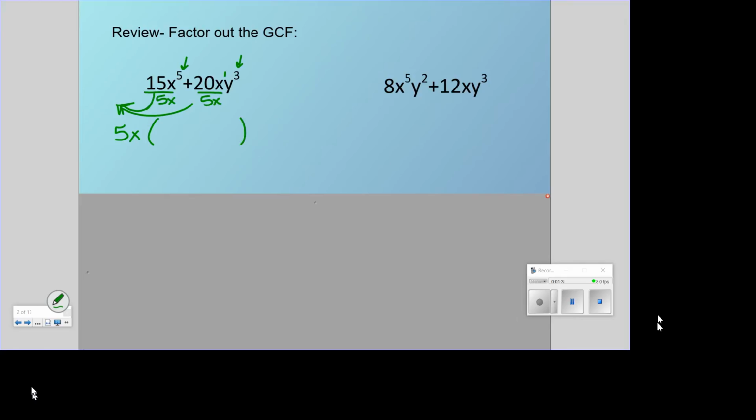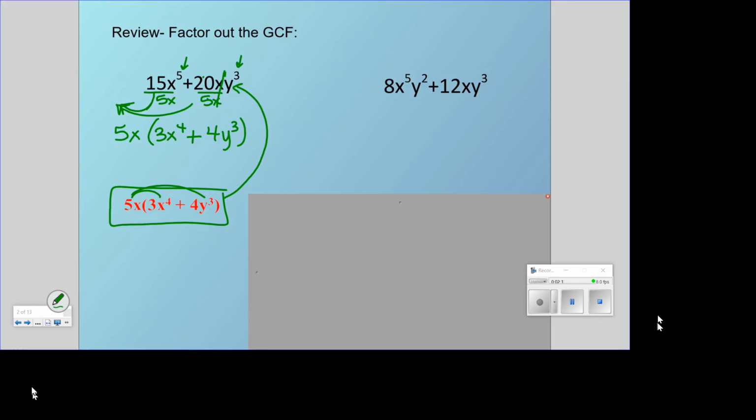And inside of the grouping symbols, we should write what's left after factoring out that 5x, so after dividing it out. So this will give us a 3x to the fourth. Bring down your plus sign. 20 divided by 5 is 4. The x's cancel, y cubed. So that is a factored out GCF for that expression, and you do need the entire times whatever's in that parentheses that's left after it's pulled out. You can always check these by multiplying back through and making sure you get back to what you started with.